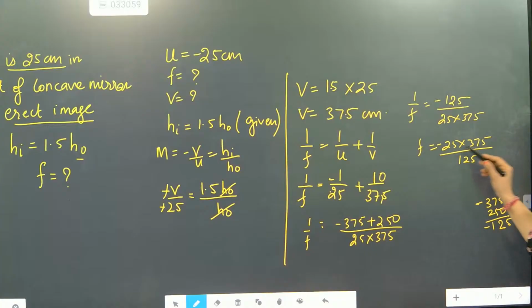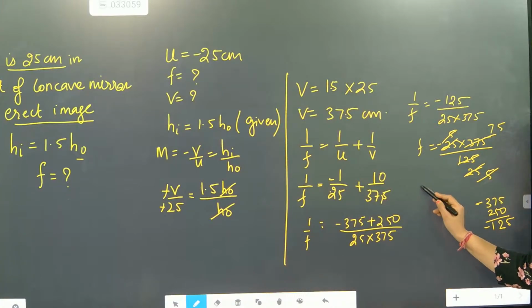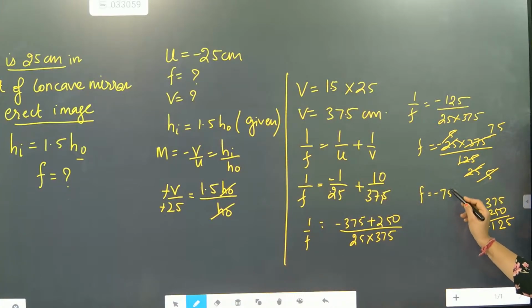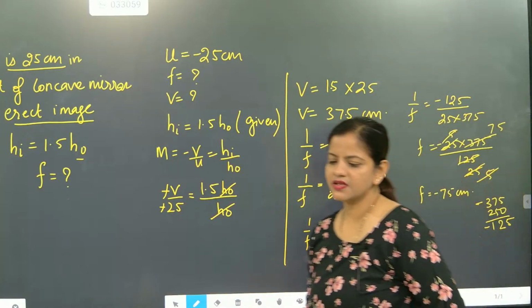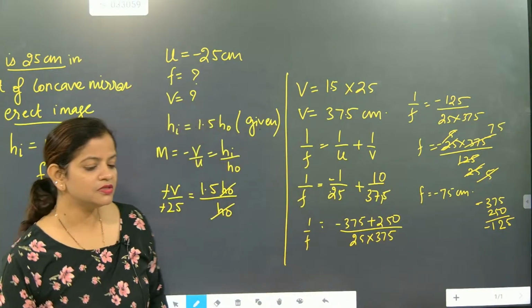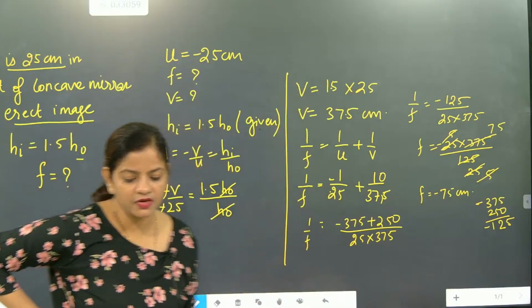Got it? Because here 5 5s are 25, here it is 25, here it is going as 5. Now here 5 6s are 30, 5 7s are 75. So focal length is coming as minus 75. That's it. So minus 75 centimeter. So this is a way to solve and proceed with the question.